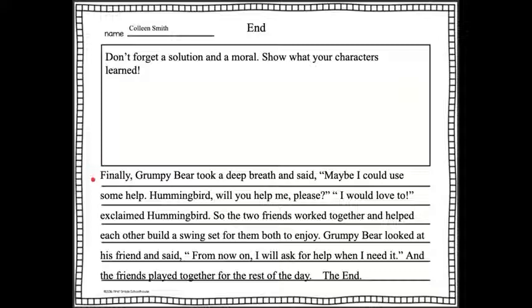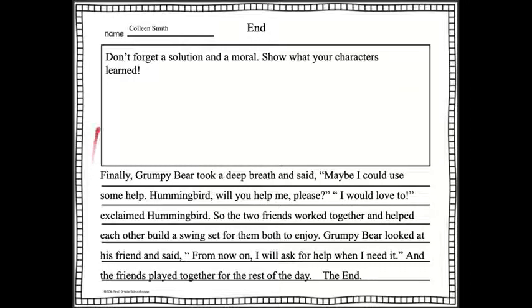I wrote, finally, Grumpy Bear took a deep breath and said, "Maybe I could use some help. Hummingbird, will you please help me?" "I would love to," exclaimed Hummingbird. So the two friends worked together and helped each other build a swing set for them both to enjoy. Grumpy Bear looked at his friend and said, "From now on, I will ask for help when I need it." And the friends played together for the rest of the day. The end. What are some things you noticed about the end of my story?